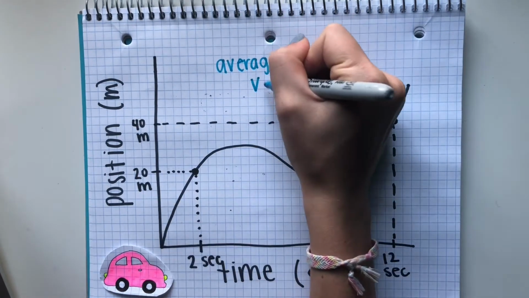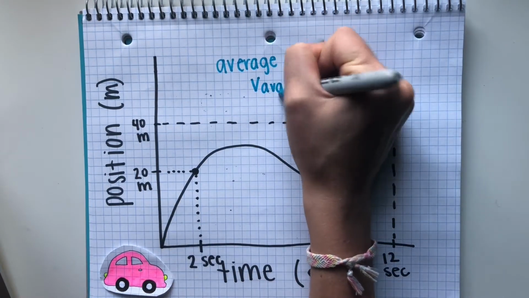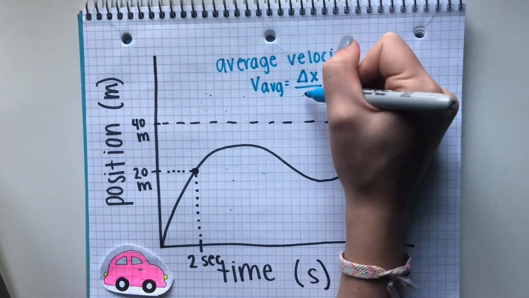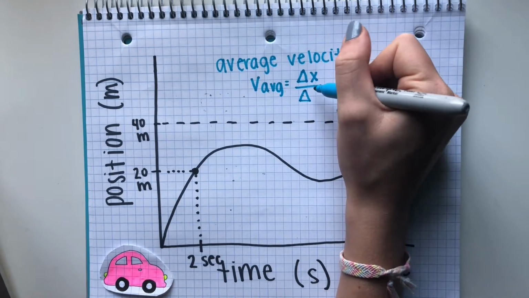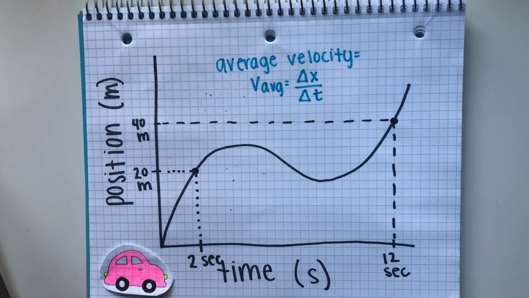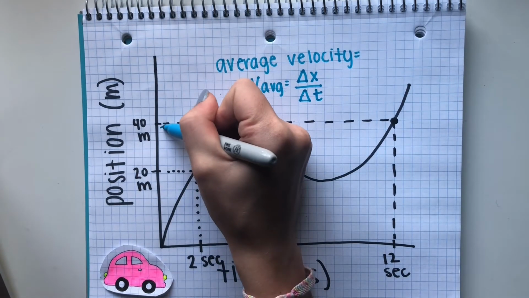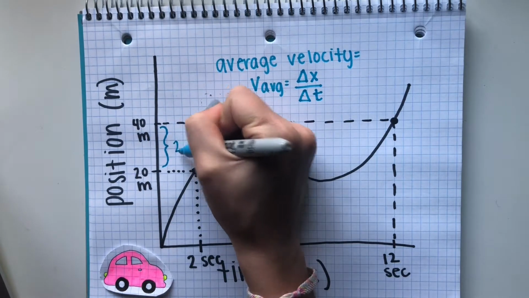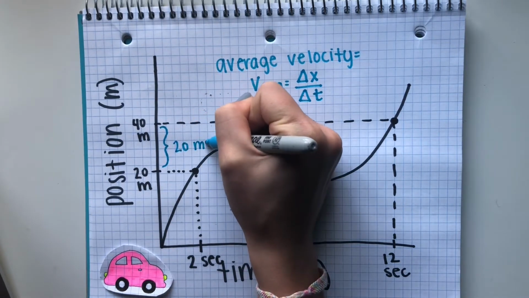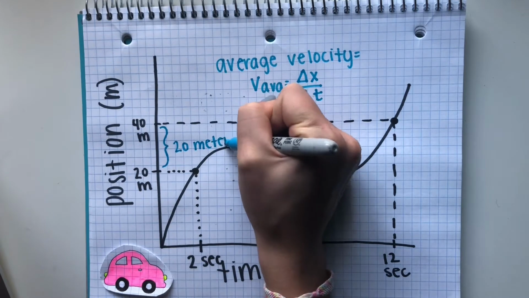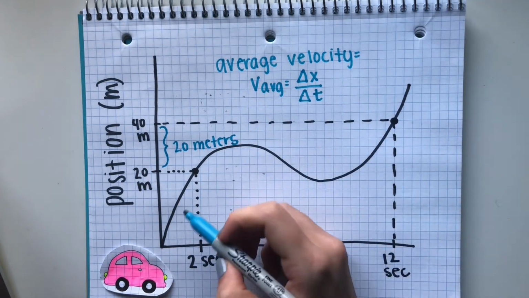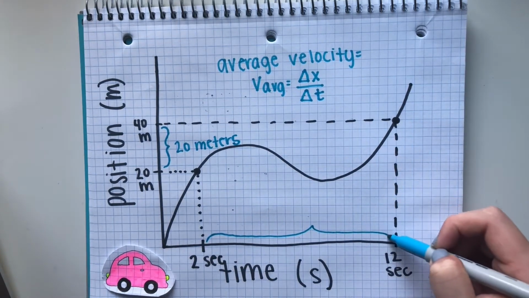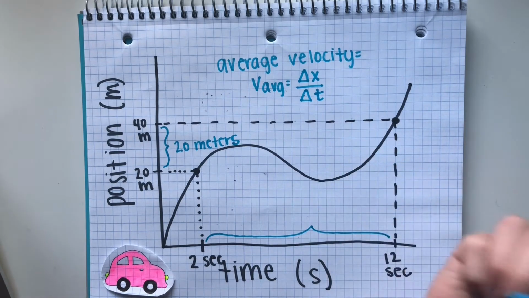So to find the average velocity, we're going to do the change in position over the change in time. So x can also be the position. So we can see the change in the position is 20 meters from 20 to 40. And the change in time is 2 to 12 seconds. So the change in time is going to be 10 seconds in total.